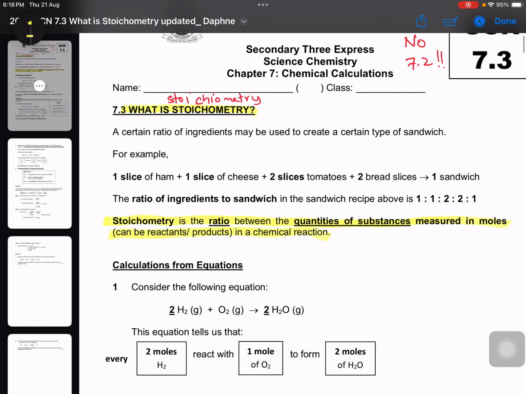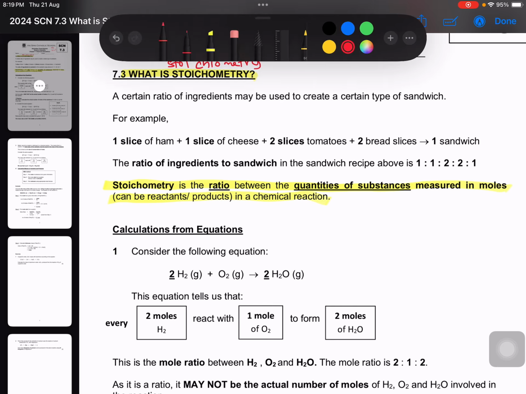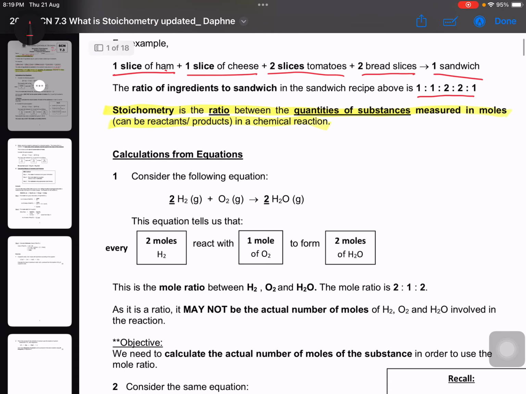So what do I mean by that? For example, if you are making a sandwich, then you have one slice of ham, one slice of cheese, two slices of tomato, two slices of bread, and all of that will give you one sandwich. Then the ratio of ingredients can be represented as 1:1:2:2. Okay, that's a ratio. But now we are going to learn about ratios in chemistry equations, in chemistry reactions.